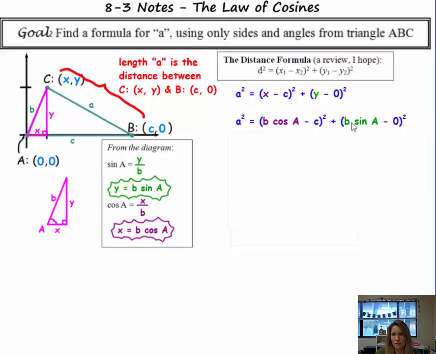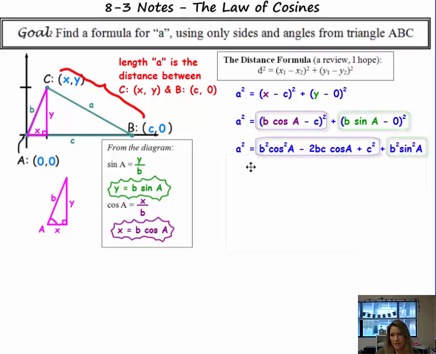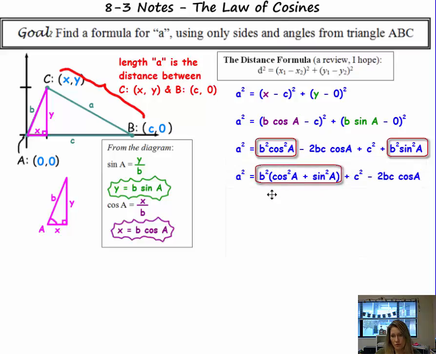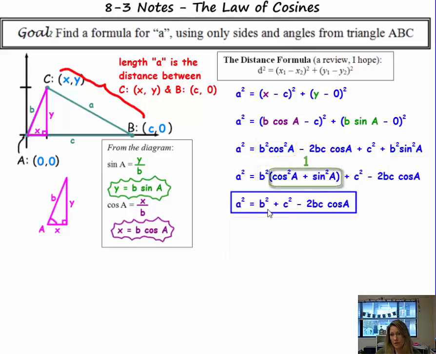Now we can expand each of these out. B cosine A minus C, quantity squared, and B sine A minus 0, quantity squared, so just B squared sine squared A. Now, if you notice, we've got B squared cosine squared A and B squared sine squared A. If we group those two together and factor out the B squared, we can use everyone's favorite trig property, the Pythagorean identity: cosine squared A plus sine squared A is just 1. So then we're down to A squared equals B squared, that had been factored out, and then everything else remains, plus C squared minus 2BC cosine A.